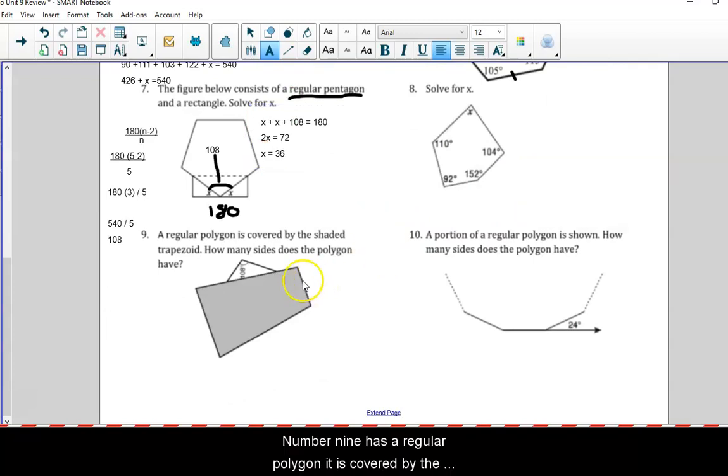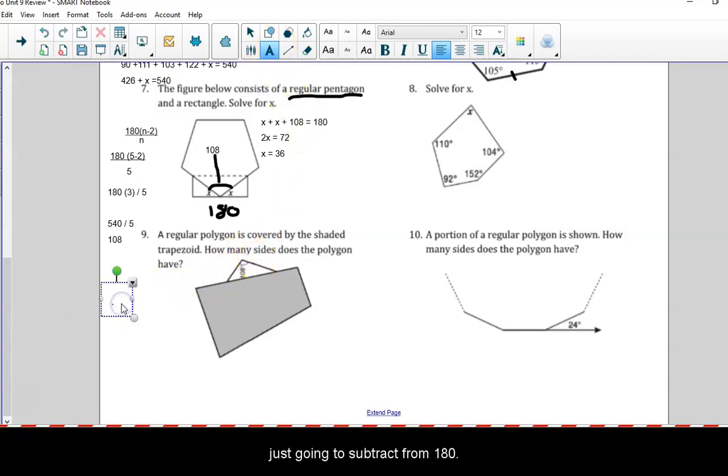Number 9 is a weird one. It says a regular polygon is covered by the shaded trapezoid. How many sides does the polygon have? Now, again, it's giving you the interior angle. What I would do, though, is try to find the exterior angle. That's going to make your life a lot easier. Remember, to do that, we're just going to subtract from 180. So 180 minus the interior angle, which says 108, is going to equal our exterior angle.